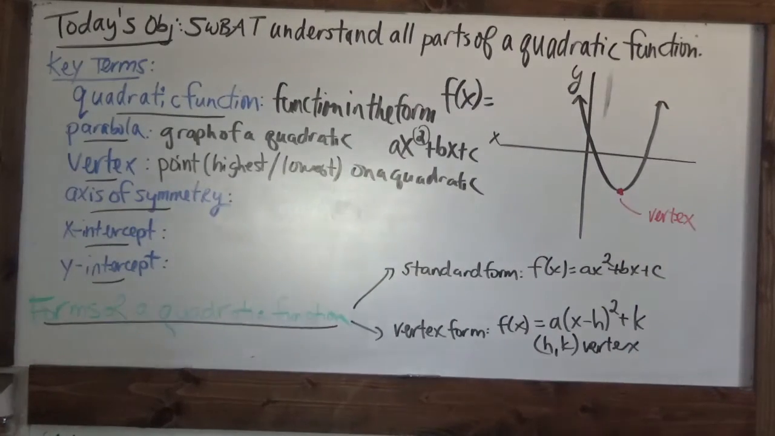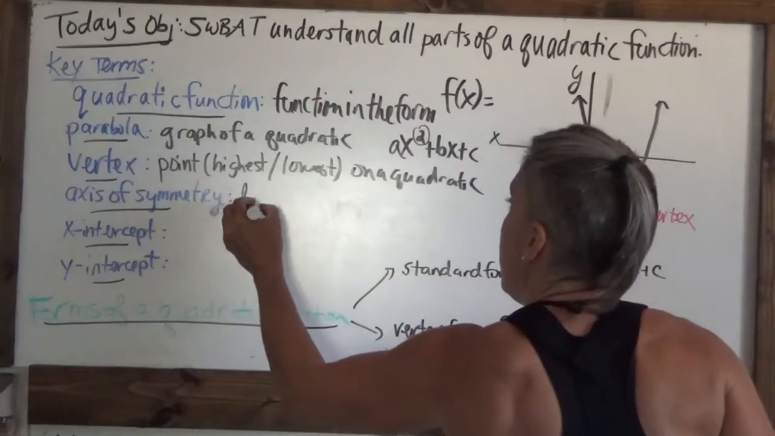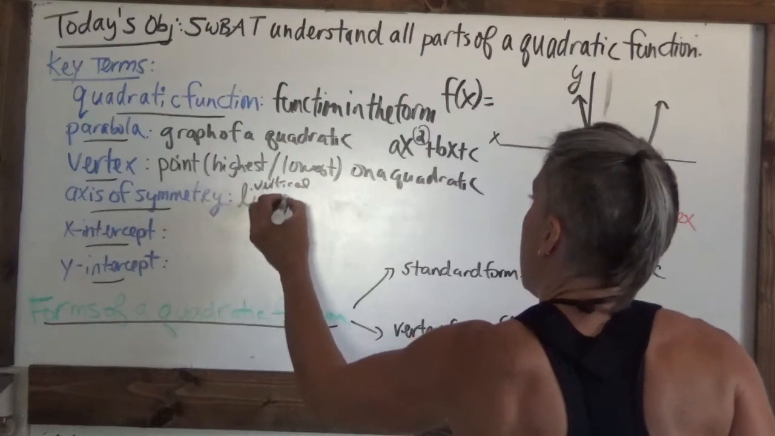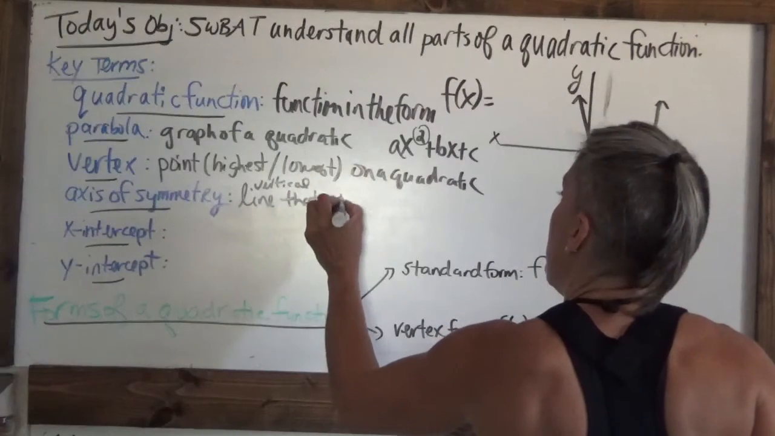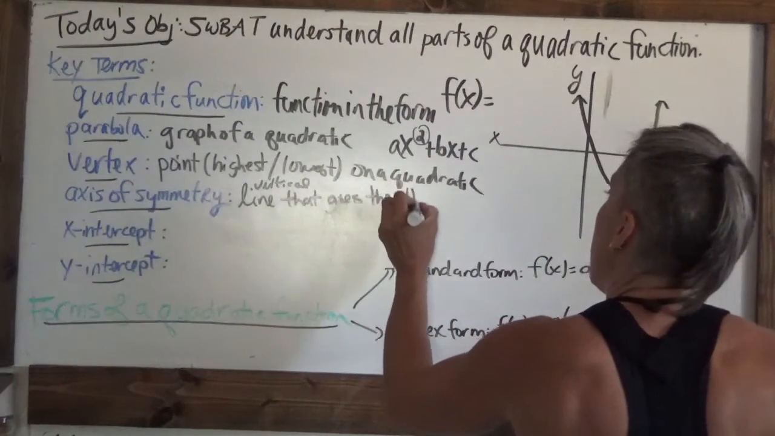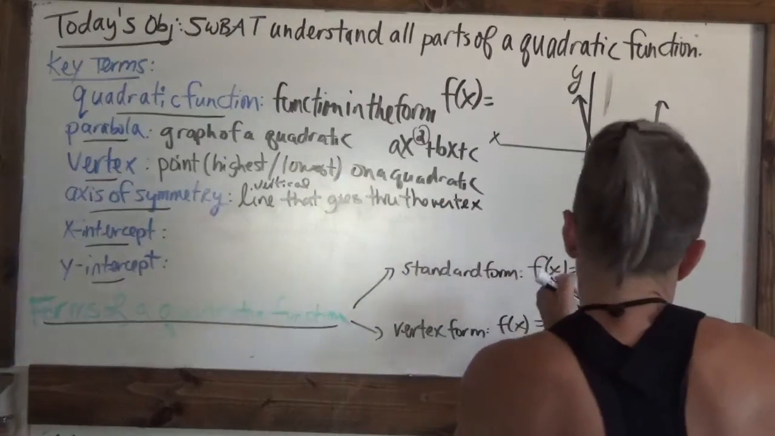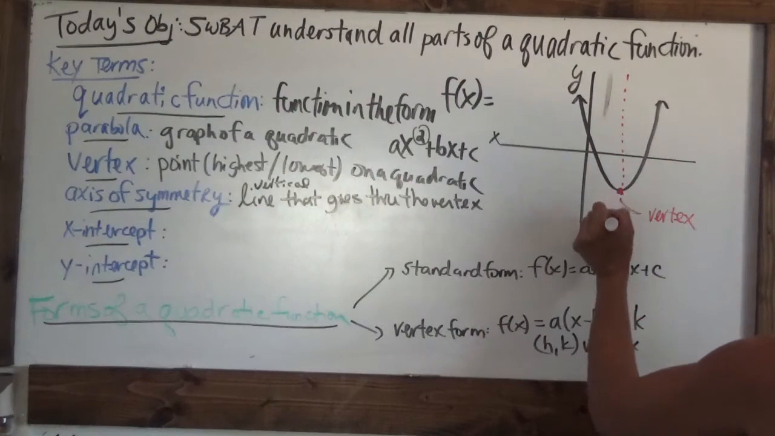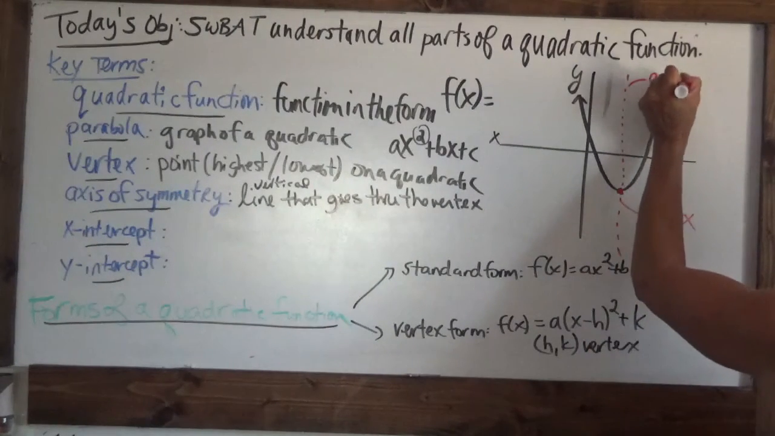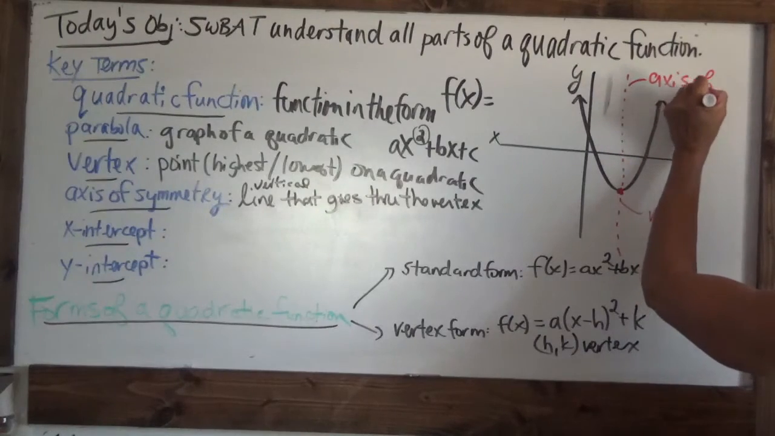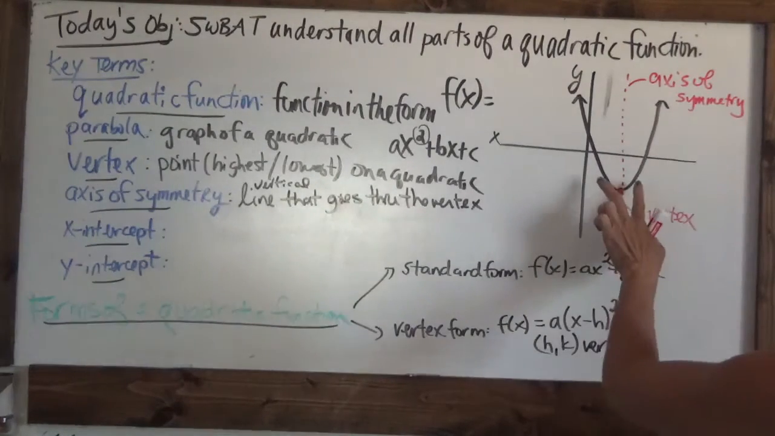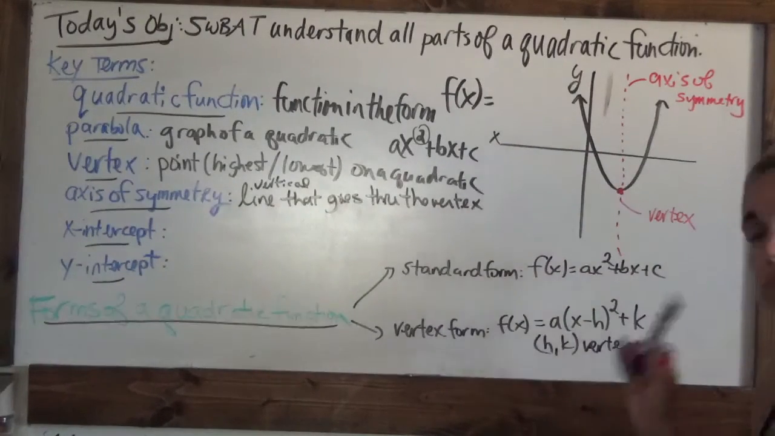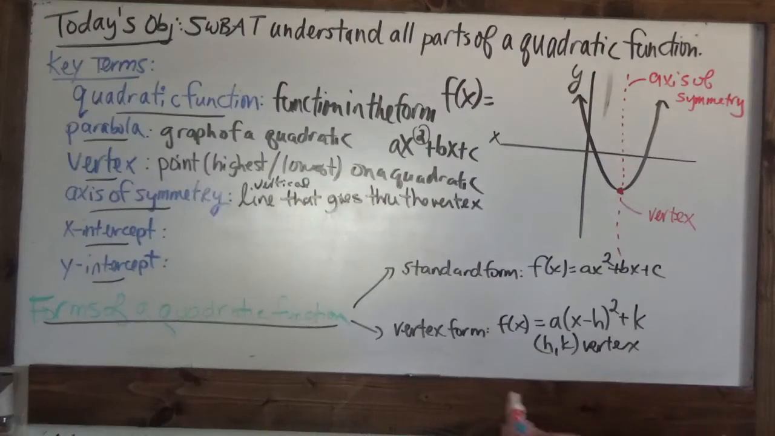Axis of symmetry. So this is a line, specifically a vertical line, that goes through the vertex. So I'll make a dotted line going through the vertex. This is my axis of symmetry. Why is it symmetry? Because if I was to actually fold this piece to this piece, it would match exactly on both sides there. What's an x-intercept and a y-intercept?